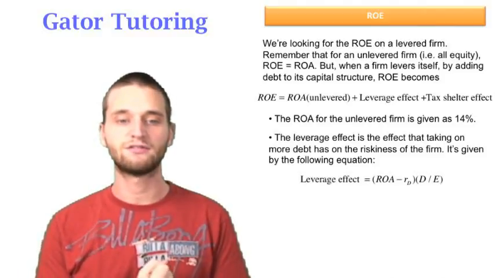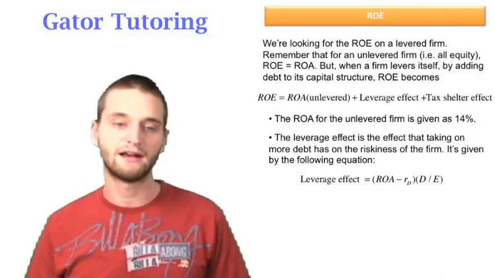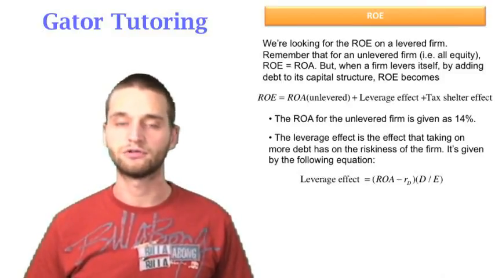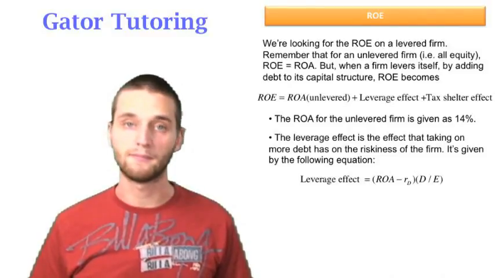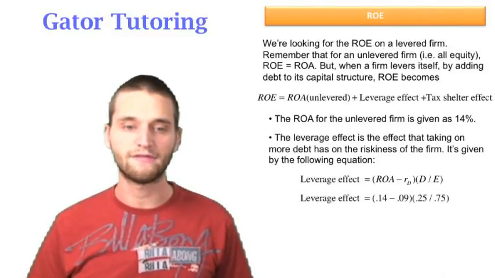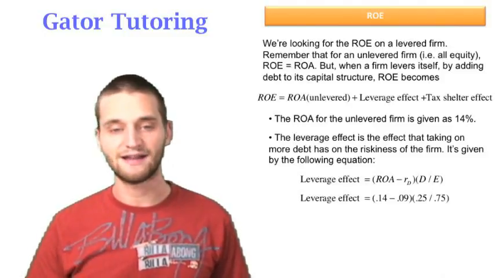The leverage effect is equal to the return on assets minus the required rate of return on debt times the debt to equity ratio. So it's basically how much more risky your company is now that you have debt, now that you owe people money. Well, we have the return on assets is 14%. Our required rate of return on debt is 9%.